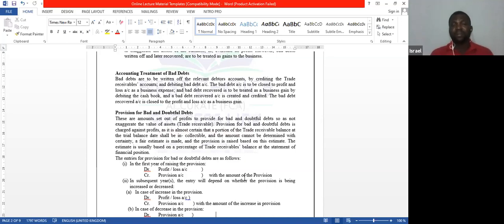Now, if that is the case, then provision for bad and doubtful debt is one that helps us to address that. And this account has what we call a balance carried down. It is used to reduce the trade receivables control account. And the figure is displayed under the statement of financial position. It is not netted off in the trade receivable account ledger, but it is displayed as an item under the statement of financial position.